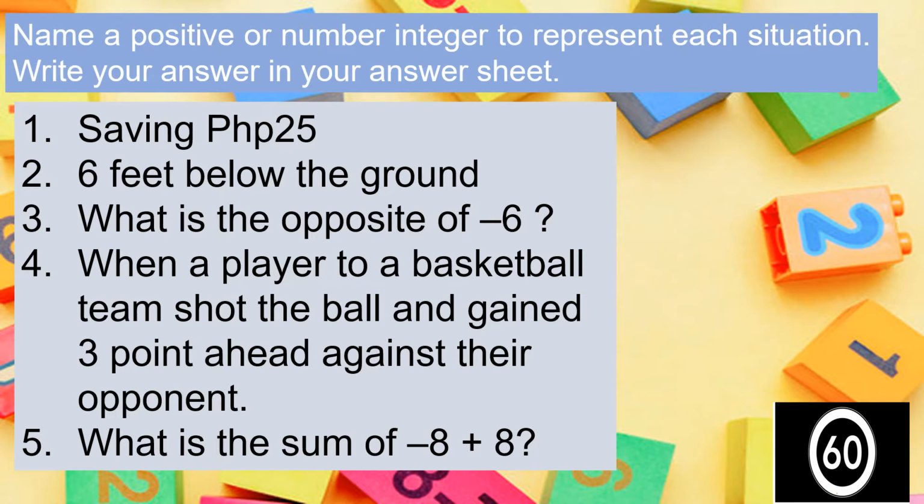Number 4, when a player of a basketball team shot the ball and gained 3 points ahead against their opponent. Number 5, what is the sum of negative 8 and positive 8? Again, I will give you 1 minute to answer these situations. Ready? Begin.